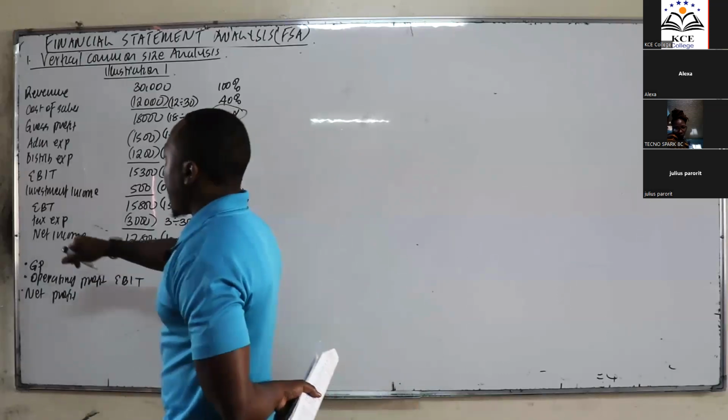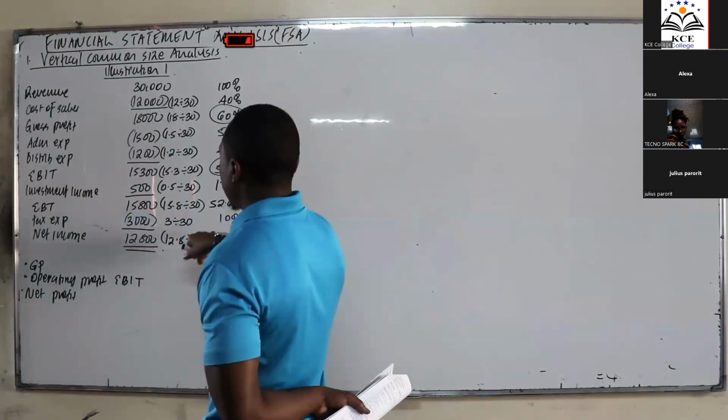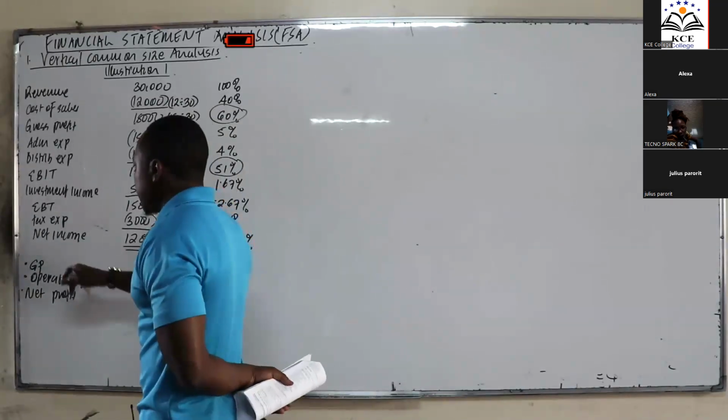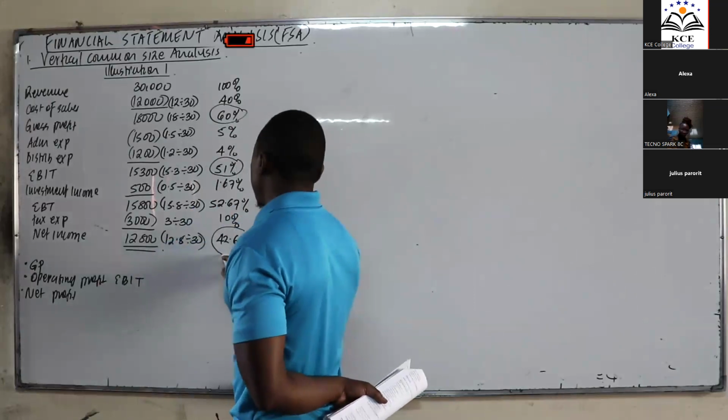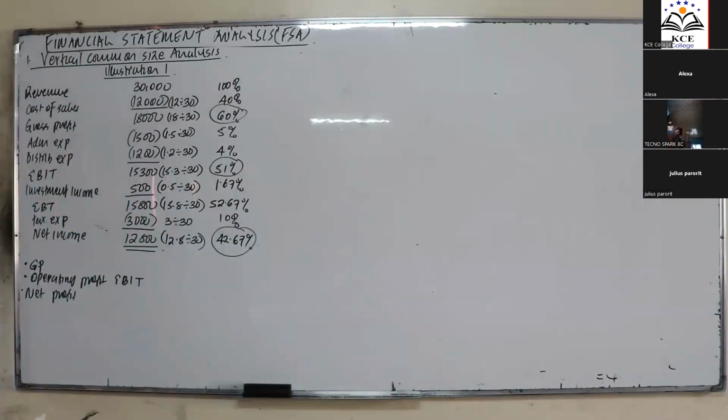Then earnings before tax, that is okay. Then we have the tax. We paid 10% of our sales revenue as tax. And then the net income for the year was 22.67% of our sales. Are you together? Yeah, good.